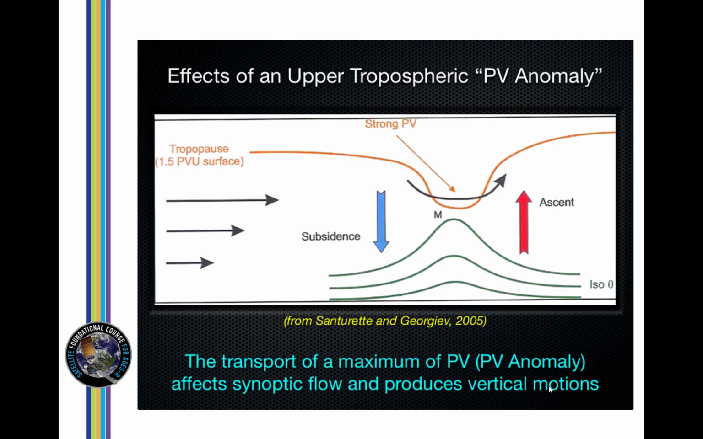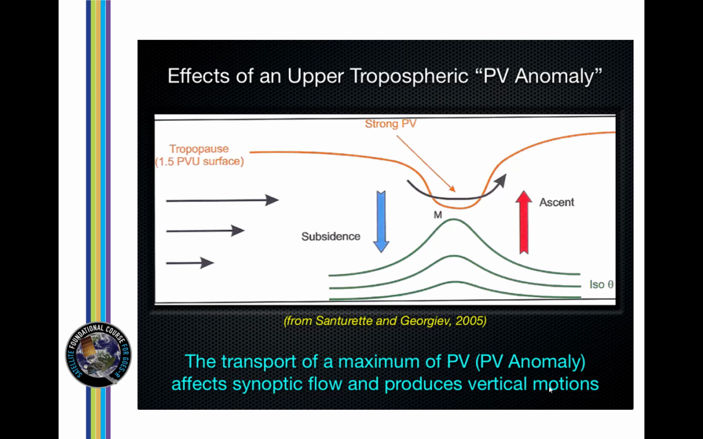The transport of an upper tropospheric potential vorticity anomaly will affect low-level synoptic flow and produce vertical motions, usually by deformation on isentropic surfaces. The dynamic tropopause, that is the 1.5 PVU surface, extends to much lower altitudes in the vicinity of the upper-level potential vorticity anomaly. The anomaly there is that there are larger values of potential vorticity.